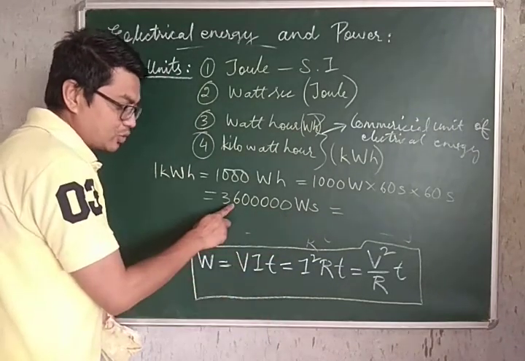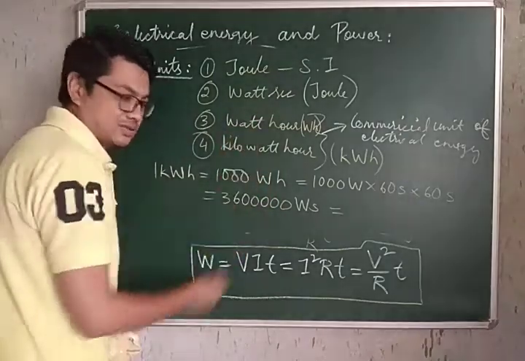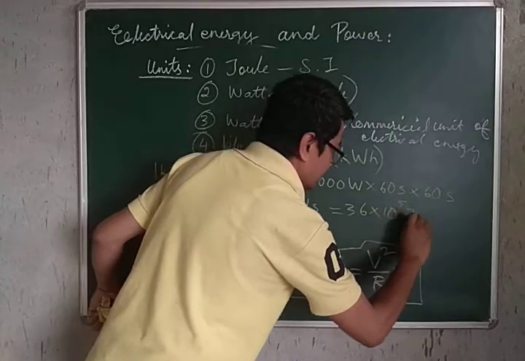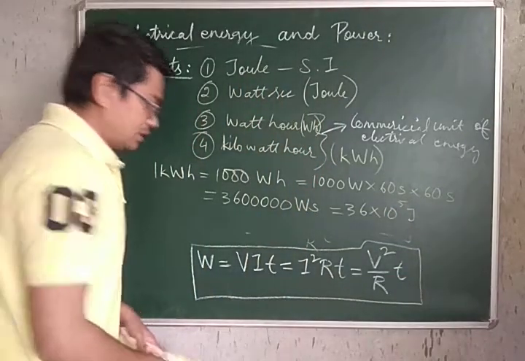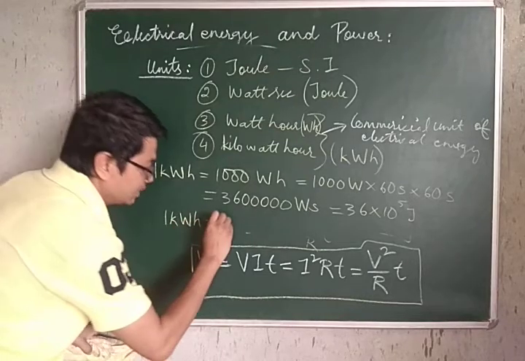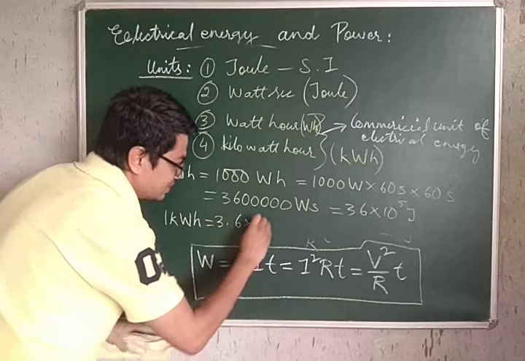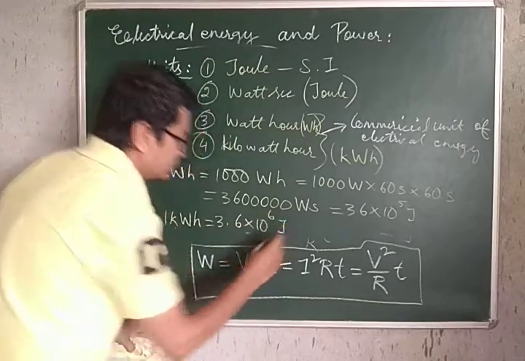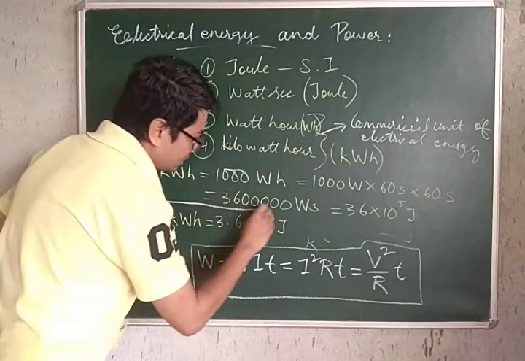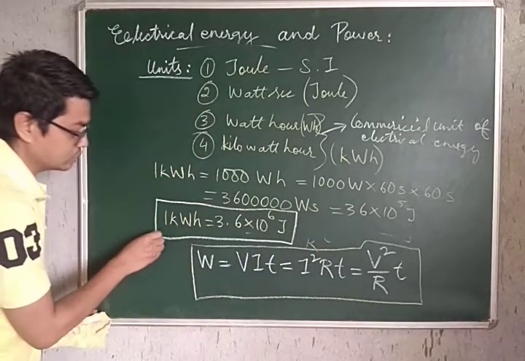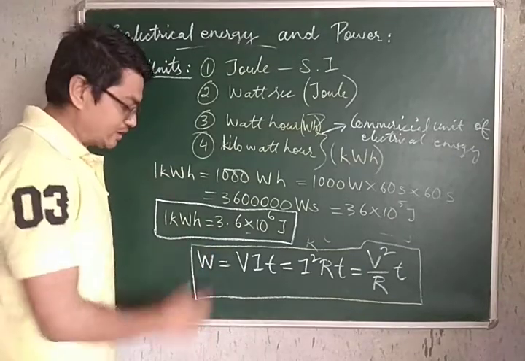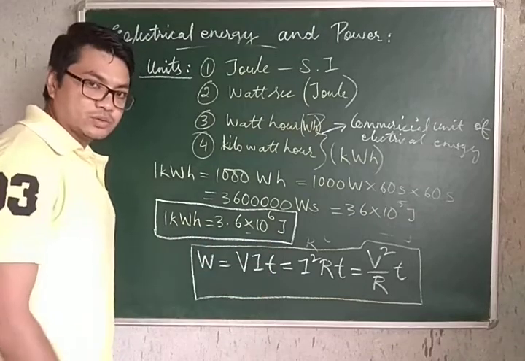Or you can also write 3.6 into 10 to the power 6. Okay. So you can write 36 into 10 to the power 5 joules. Or you can simply write 1 kilowatt hour, you can also write it this way, 3.6 into 10 to the power 6 joules. So this is the relation between kilowatt hour and joule. Okay, many times this has been asked to find the relation between kilowatt hour and joule.